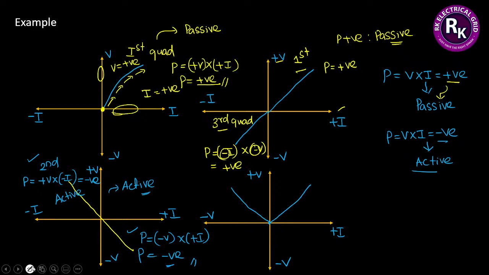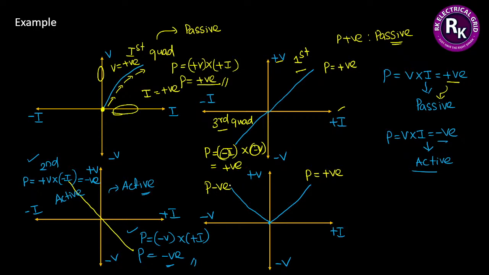Now, can you tell me whether it is an active or passive element? In this case, sir, in the first quadrant, power is positive. We know in the second quadrant, power is negative, sir. Now, the question is whether this element is a passive element or an active element. You have to tell me the answer. Can you please drop it in the comment section? Last one, whether it is an active or passive element.